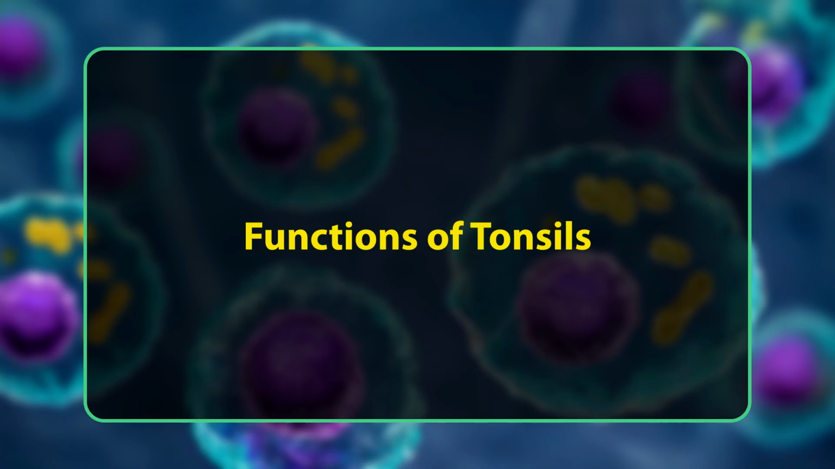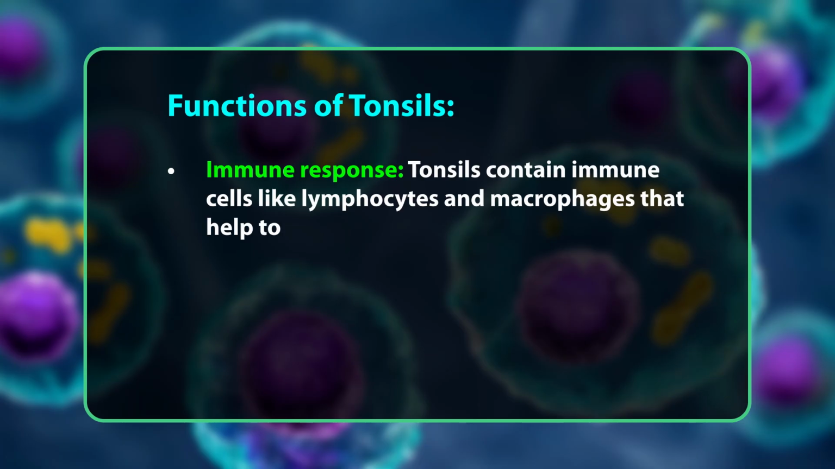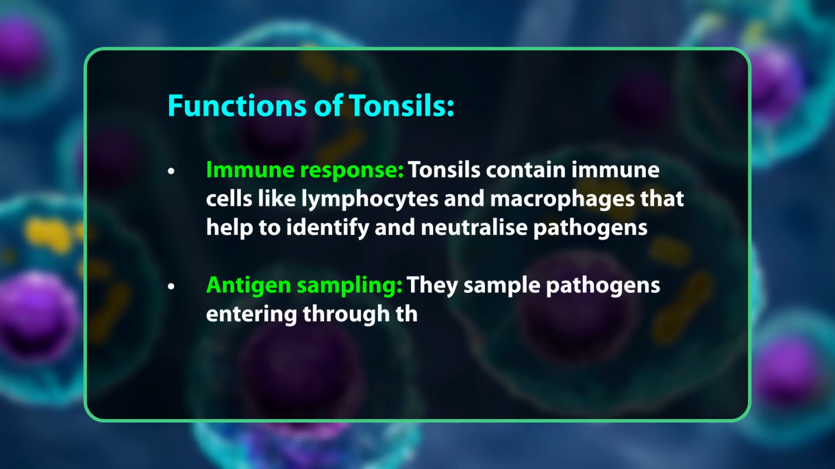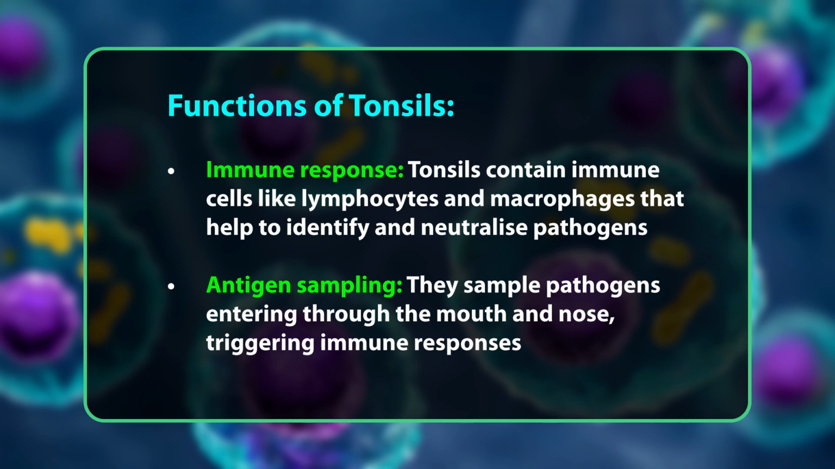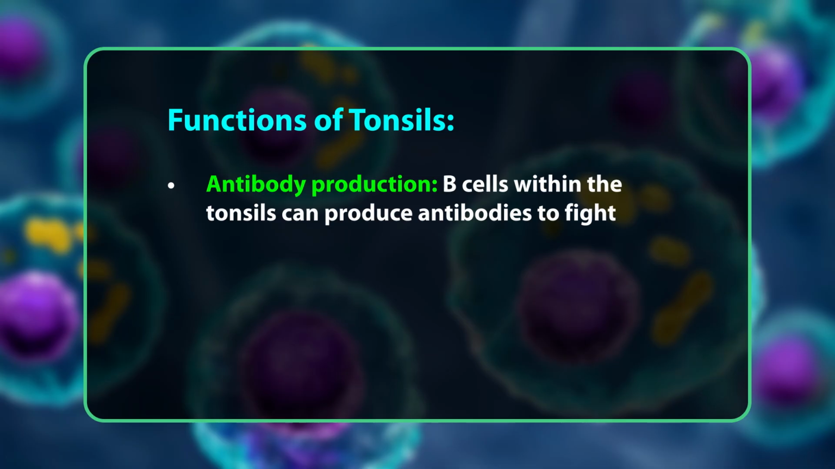Now, function of these tonsils. Number 1, immune response. Tonsils contain immune cells like lymphocytes and macrophages that help to identify and neutralize pathogens. Number 2, antigen sampling. They sample pathogens entering through the mouth and nose, triggering immune responses. Number 3, antibody production. B cells within the tonsils can produce antibodies to fight off infections. Number 4, first line of defense.